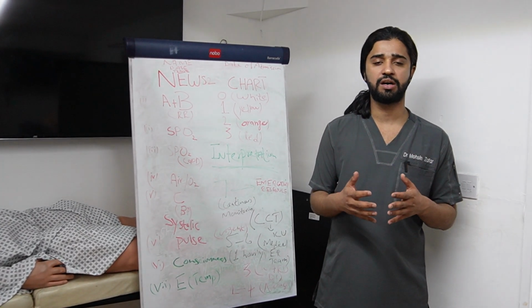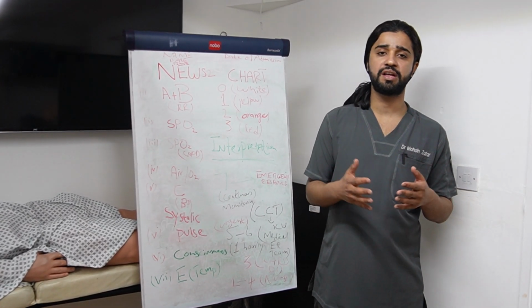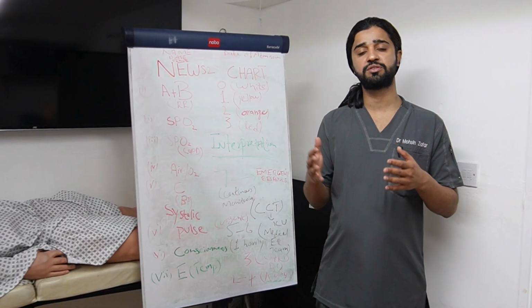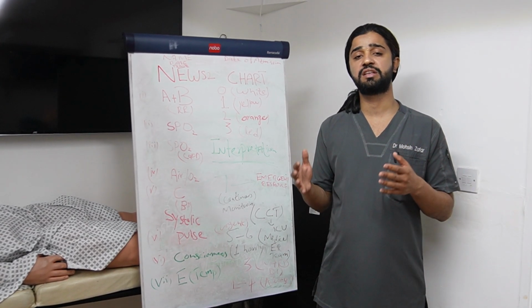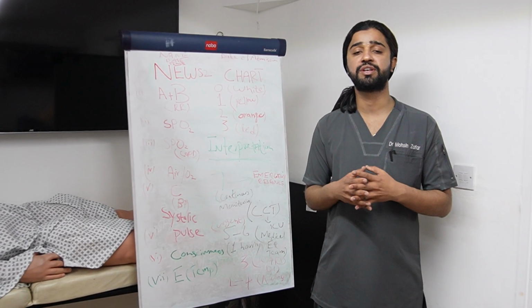Today I'm going to discuss the NEWS chart: how to fill this chart and how to interpret it. This chart is basically used in hospitals to assess the severity and the deterioration of patients, and on the basis of that we describe the escalation of care, either keeping the patient in the ward or ICU, and how often we should monitor the patient.